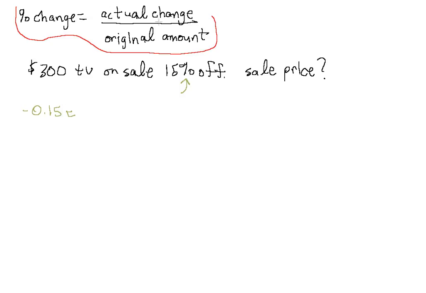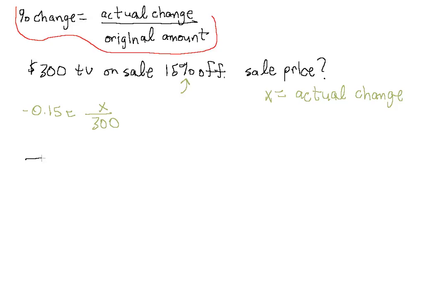Now we have the actual change divided by the original amount. Well, here we have the original amount, so let's go ahead and put that in. It's a $300 TV. That's the original amount. We want to know the sale price, so what we're going to have to find is the actual change in the price. So we're going to define our variable x as the actual change, and this is what we want to find. So x in the numerator, and this is our percent of change equation. All we have to do is simply solve for x.